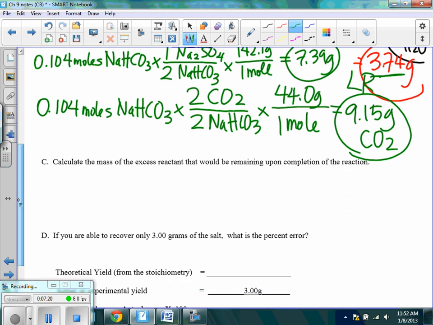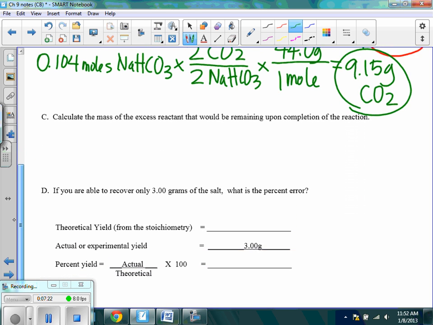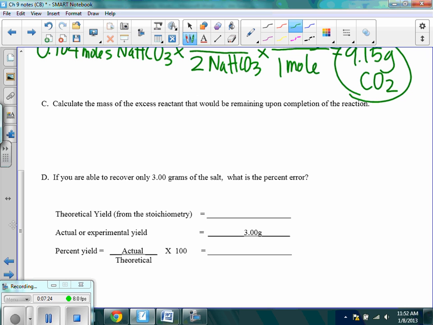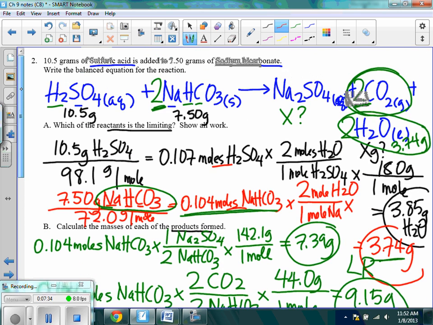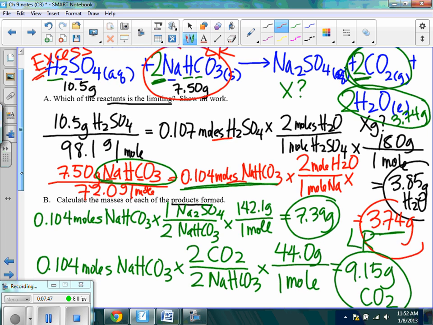So this is the part that a lot of you had trouble with in class. The excess reactant. So it says calculate the excess reactant. Go back up to your equation. Let's look at it. So here's my equation, and we said that this is going to be our limiting reactant. Remember, we have to go back to that every single time. So this is going to be an excess. Make your excess your X. It doesn't matter that there's 10.5 grams there. We'll use that at the end.